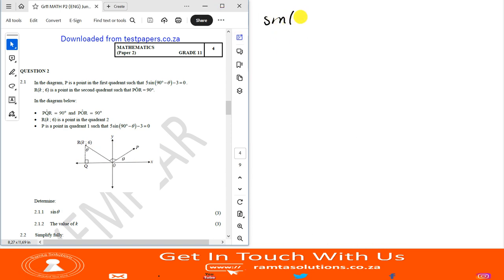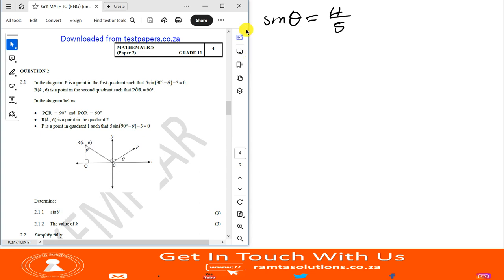So now sin theta is 4 over 5. Remember, what is sin theta? Sin theta is y over r. So sin theta is 4 over 5. Alright, cool. Now we are good to go.